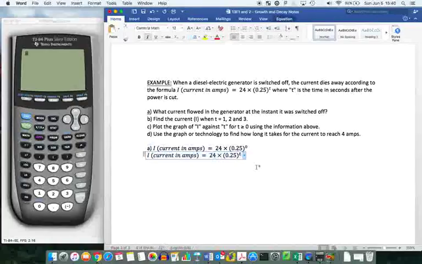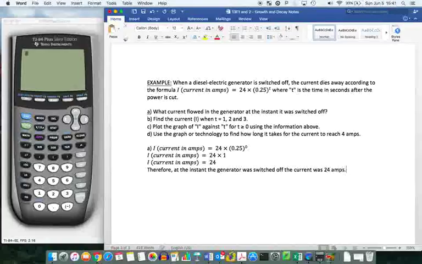Anything to the power of 0 is 1. So the current is going to be 24 amps. Therefore, at the instant the generator was switched off, the current was 24 amps.